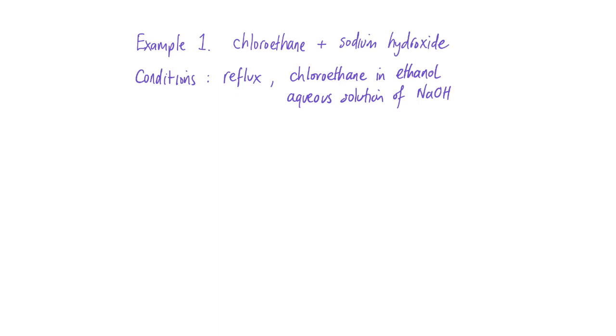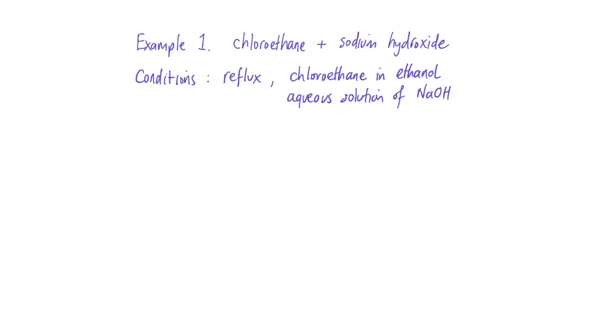Here's a specific example. We've got chloroethane and sodium hydroxide. The conditions you need are reflux, that's just to increase the speed of reaction, increases the rate. Then you have the chloroethane in ethanol because it won't dissolve in water, and an aqueous solution of the sodium hydroxide. That aqueous solution of sodium hydroxide and the ethanolic solution of the chloroethane are miscible, so you do get them mixing together so you can have a reaction.